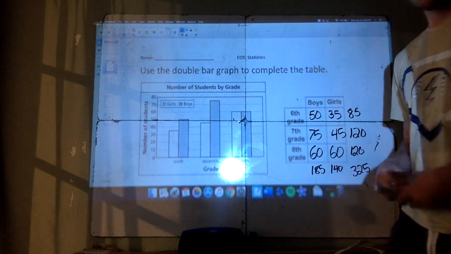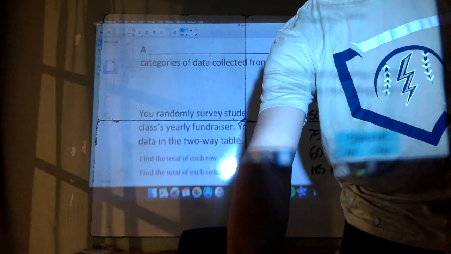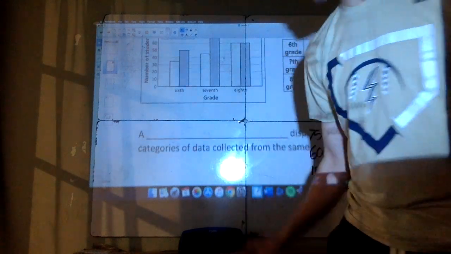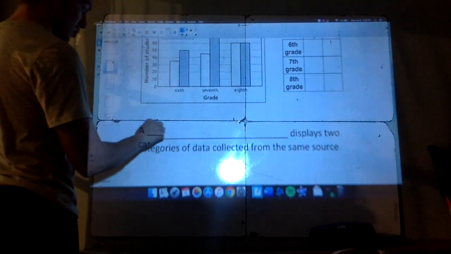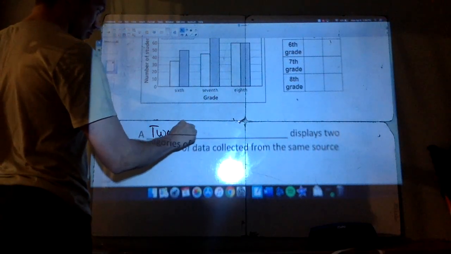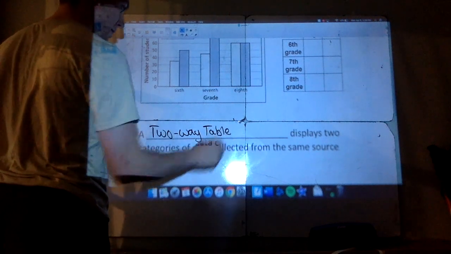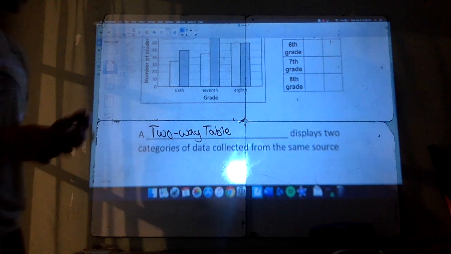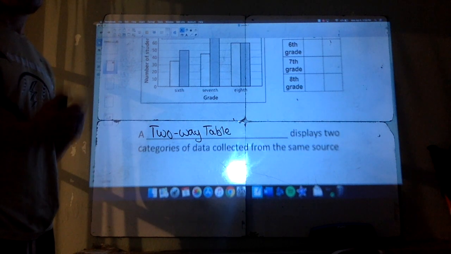So that is called a two-way table. A two-way table displays two categories of data collected from the same source. So two types of data, two questions.